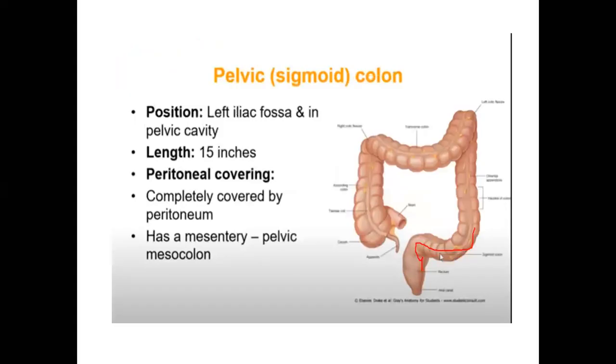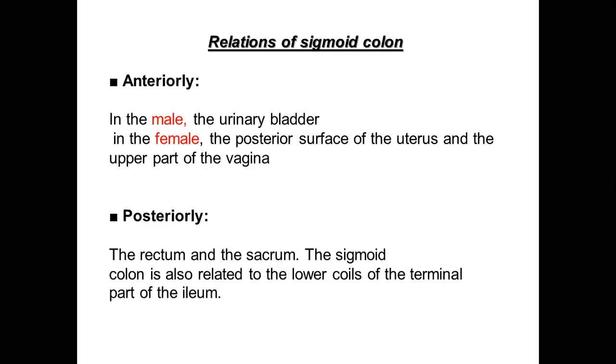And then we have the sigmoid colon, which is in the pelvic cavity, and it is covered by its own peritoneum. It is covered not only by its peritoneum, but it also has its own mesentery as well. The important relationship of the sigmoid colon is that anteriorly, in males, we have the urinary bladder, while in females, we have the posterior surface of the uterus as well as the upper part of the vagina. And the rectum and sacrum form the posterior relationship of the sigmoid colon.